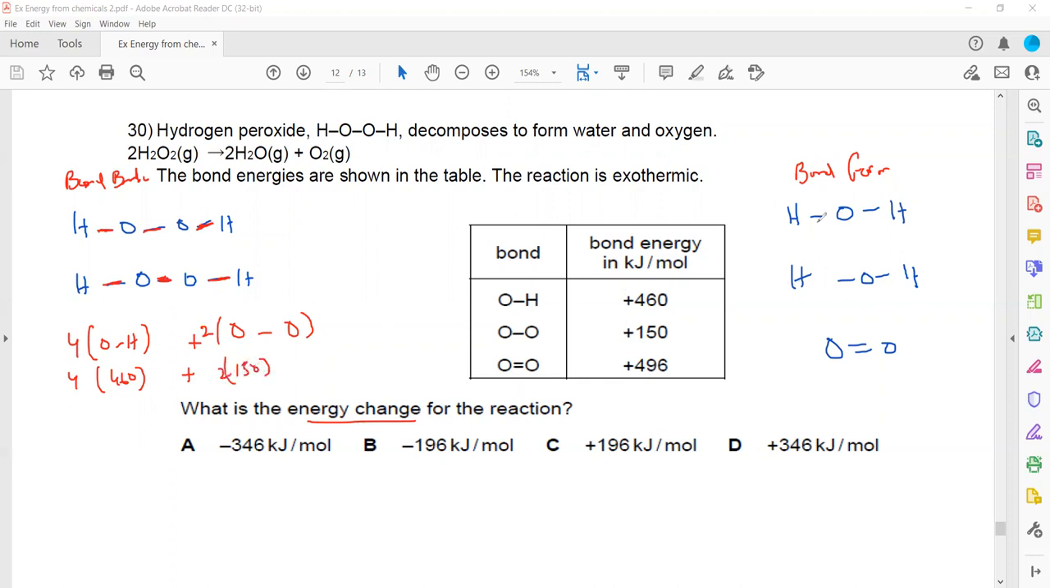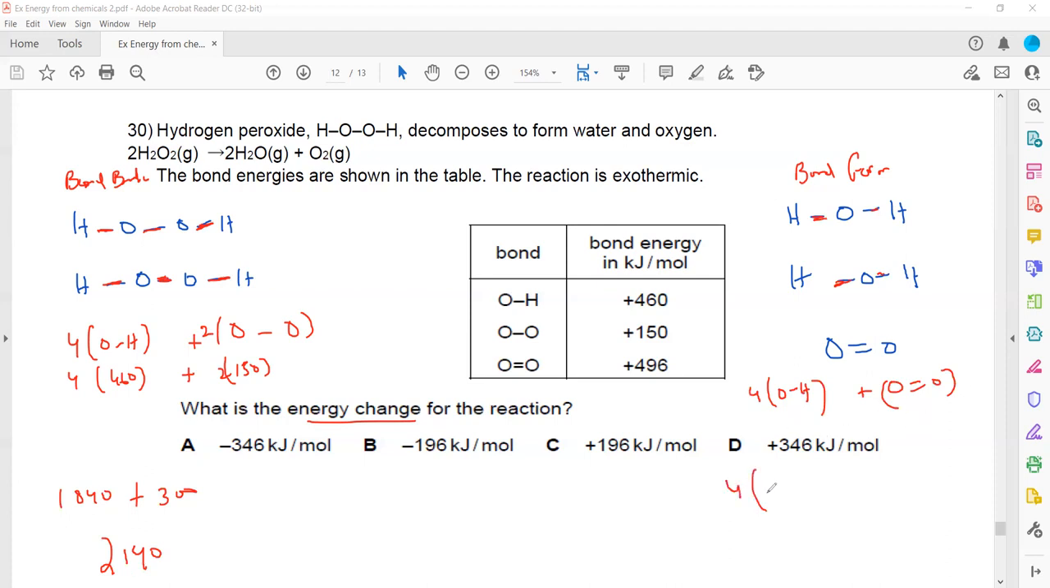And for bond forming, 1, 2, 3, and 4. So 4 OH bonds are there, or HO bonds. And there is one O double bonded with O. So 460 multiplied by 4 equals 1840, plus 300. So the bond breaking energy is 2140.